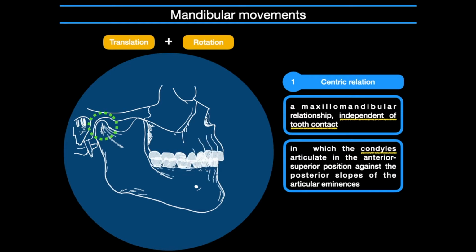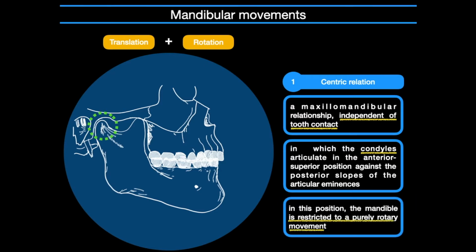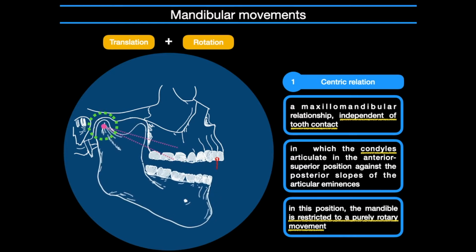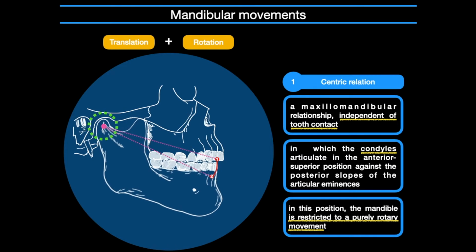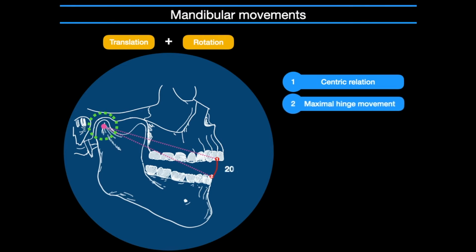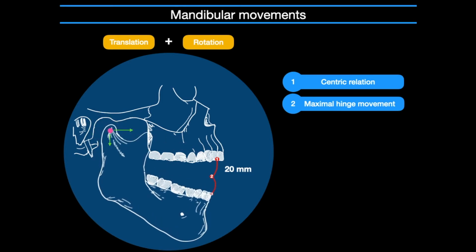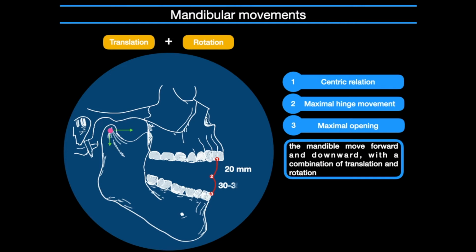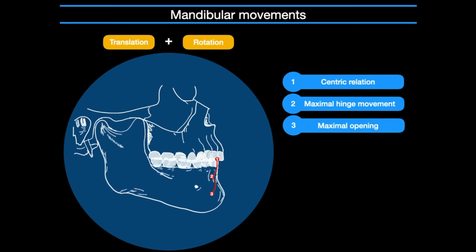The centric relation is so important from a clinical point of view because in this position the mandible is restricted to a purely rotary movement, which is called the pure hinge axis movement, and you can observe it in the animation. The pure hinge axis movement only occurs in the first 20 mm of incisal opening. Then, after that, the condylar head begins to move forward due to the influence of the lateral pterygoid muscle and begins translation. If the mandible closes, we are in centric relation again.